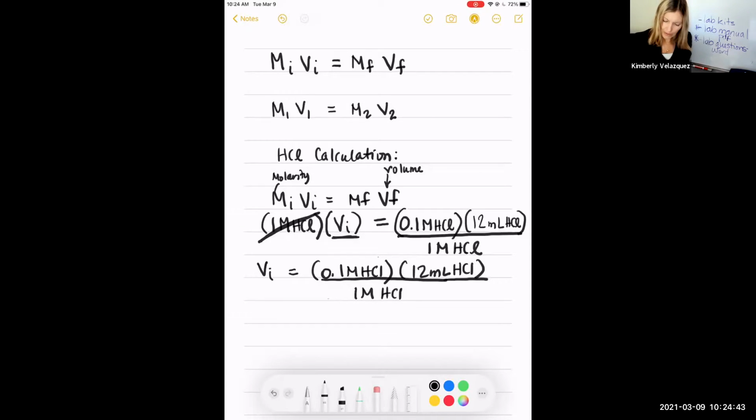Okay, so remember, if I divide units by the same units, this goes back to the metric conversion problems. If I divide molarity of hydrochloric acid by molarity of hydrochloric acid, that cancels out, just like it did in the metric conversion problems. And it's a 1, so I really don't have to do it, right? So really the whole thing cancels out.